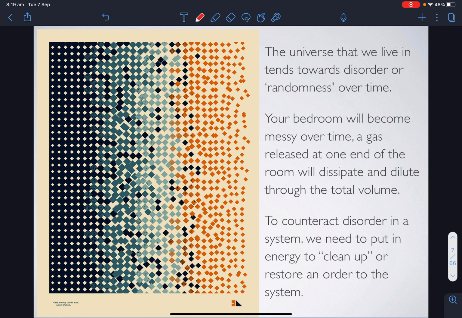If you release a gas at one end of a room, it will dissipate and dilute. There's a fancy word for it. What is it? I can't remember it off the top of my head. But it will dissipate throughout and mix in that whole volume of that room. Okay? It won't just stay in that corner. So to counteract disorder in the system, we need to tidy up our bedroom. Okay? Or clean up. With a gas, that's really hard. You've got to do a lot of physical separations to get that gas back by itself in a canister. It's really hard and it takes a lot of work.